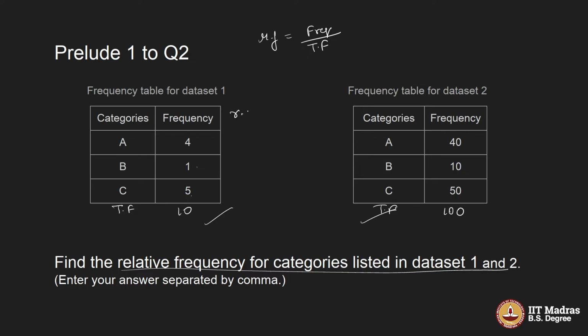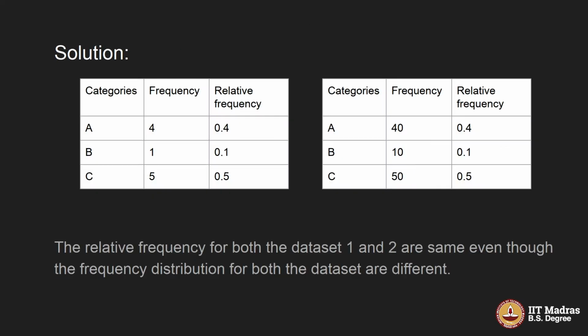Now we can calculate the relative frequency, which is frequency divided by the total frequency, that is 0.4. Similarly 1 divided by 10, which is 0.1. Similarly 5 divided by 10, which is 0.5. Now same here, 40 divided by 100, 0.4, 10 divided by 100, 0.1, 50 divided by 100, 0.5. So here we have the answers.